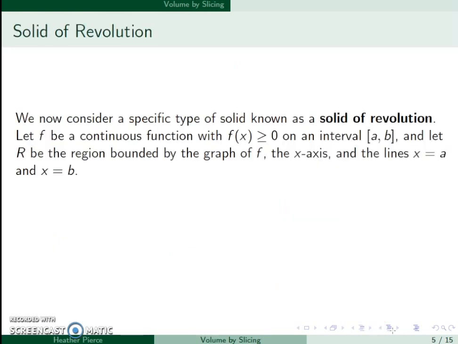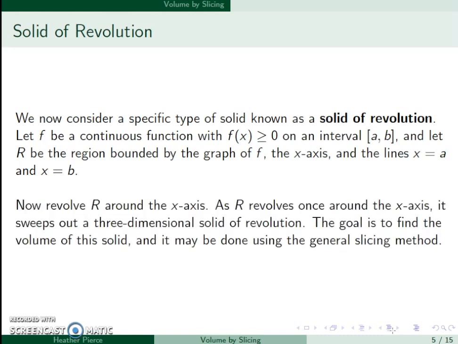A solid of revolution is a specific type of solid that we're going to be looking at. If we have a continuous function that's positive on the interval from a to b, and we let R be the region bounded by the graph of f, the x-axis, and the lines x equal to a and x equal to b, then we will revolve R around our x-axis, and as it revolves once, it gives us a three-dimensional solid of revolution. And so our goal is to find the volume of this solid.